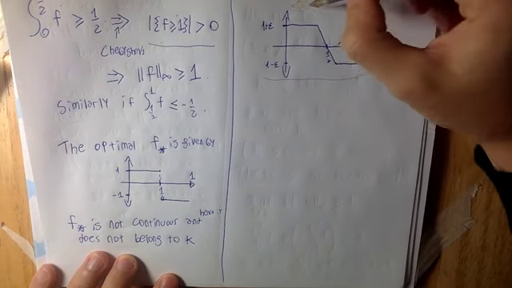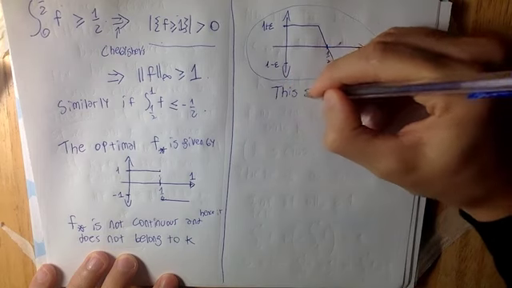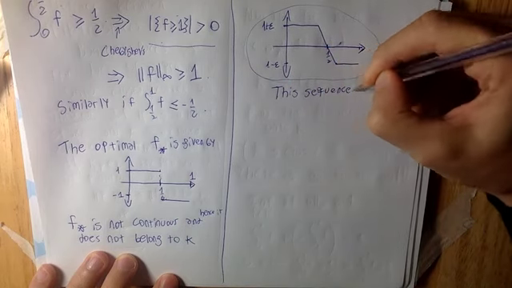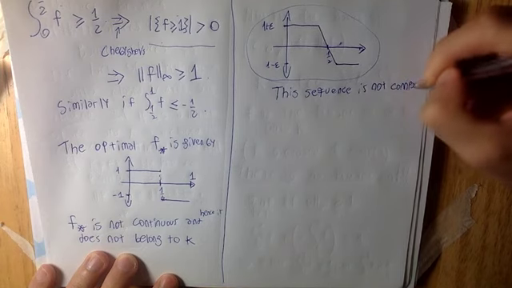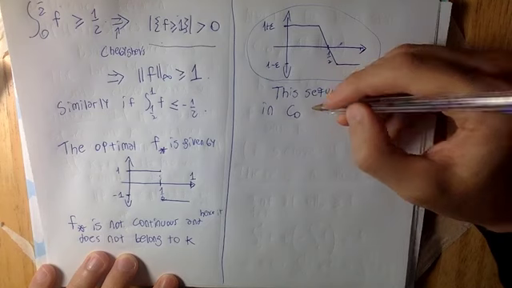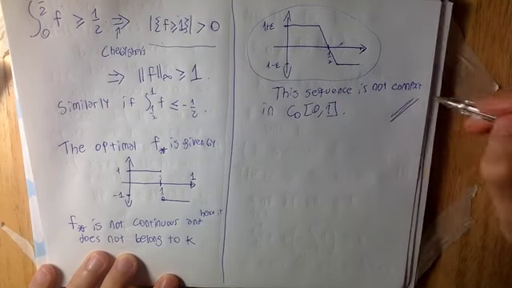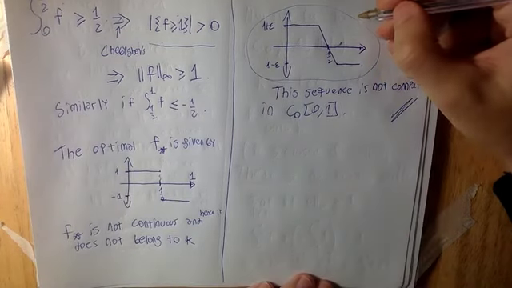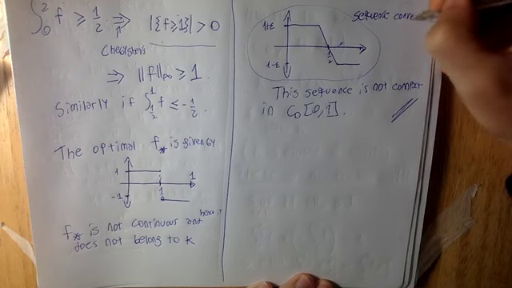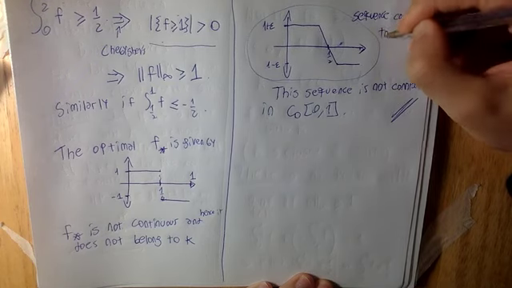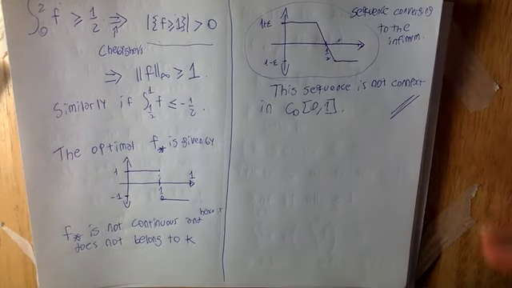But this sequence of functions is not compact in C[0, 1]. So this is the sequence converging to the infimum.